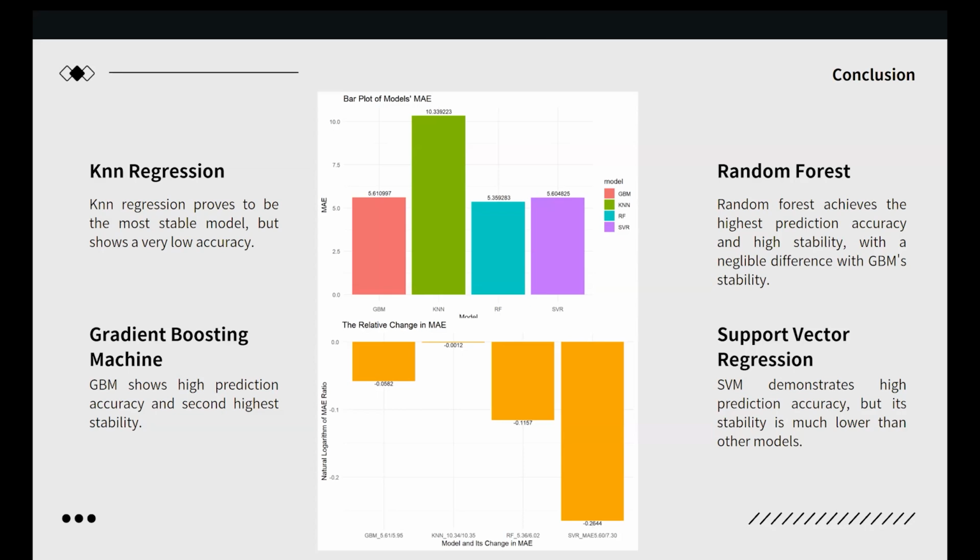KNN regression proves to be the most stable model, but shows a very low accuracy. Random forest achieves the highest prediction accuracy and has stability with a negligible difference from GBM stability. GBM shows high prediction accuracy and second highest stability. Support vector regression. SVR demonstrates high prediction accuracy, but its stability is much lower than other models.